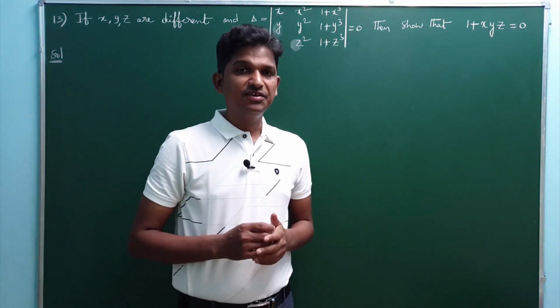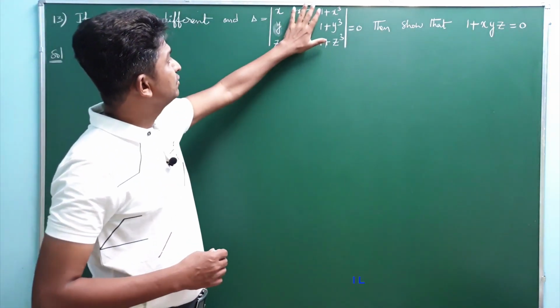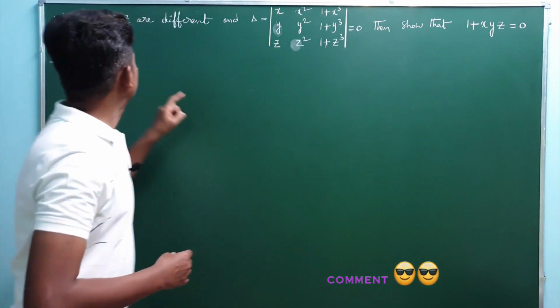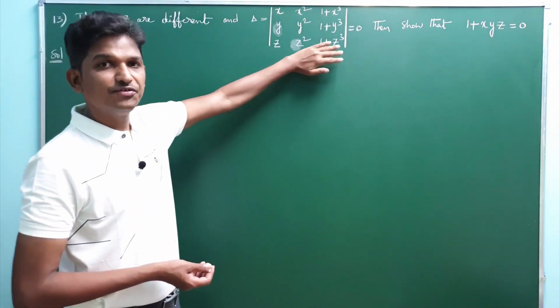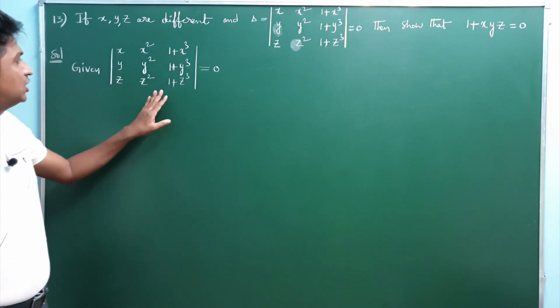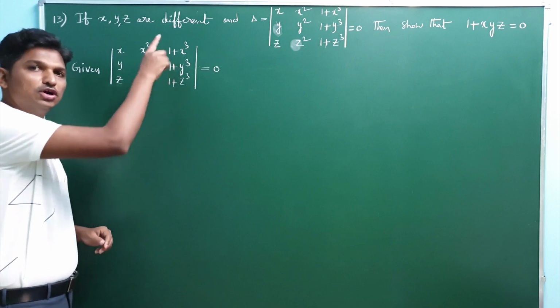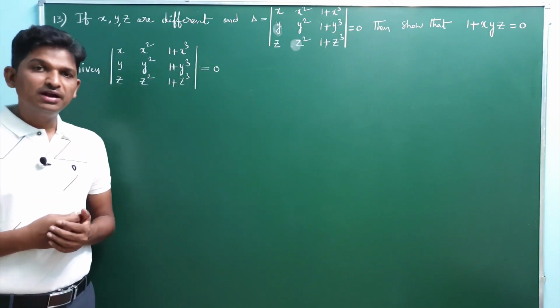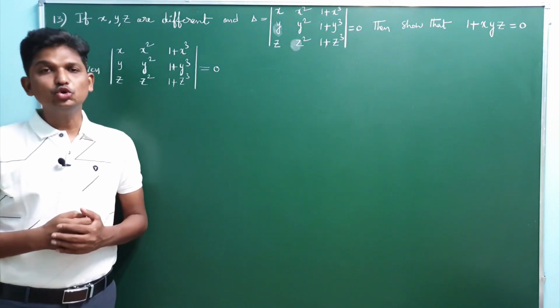First, I'll write the given information. What is the given information in this question? The value of this determinant is 0 and they are saying that x, y, z are different. First, I'll take this information. They have given that the value of this determinant is 0. You observe all the elements of the third column. What you identified? All the elements of the third column are expressed as the sum of two terms.